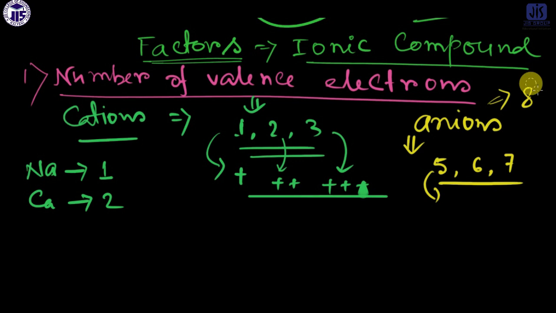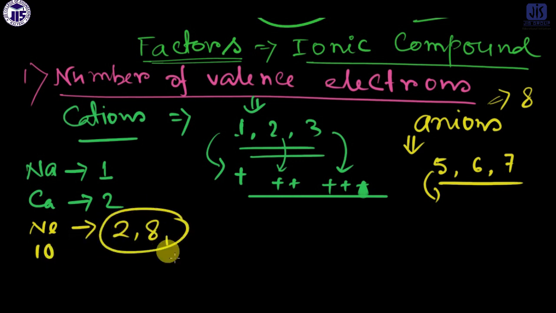I can give you one example of the inert gas configuration. If you think about neon, the atomic number is 10, so the electronic configuration will be 2, 8. Look here, the outermost electrons are 8. Same case here for anions. Here 3 electrons are required, then the number of outermost electrons will be 8. In this case it will be a triple negative charge.